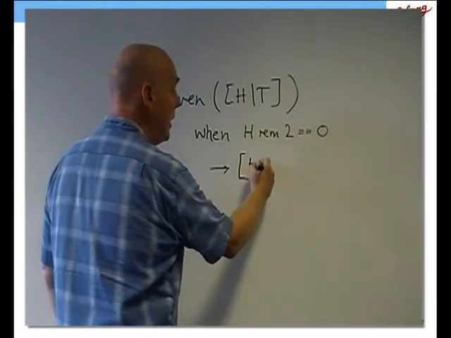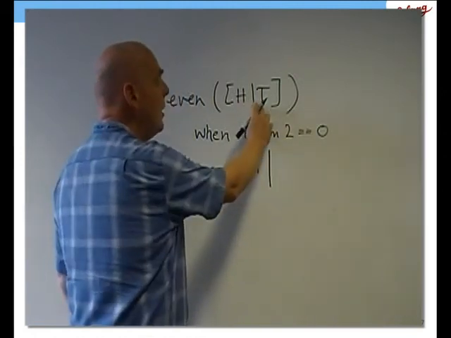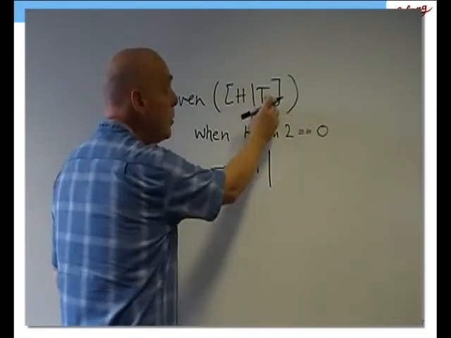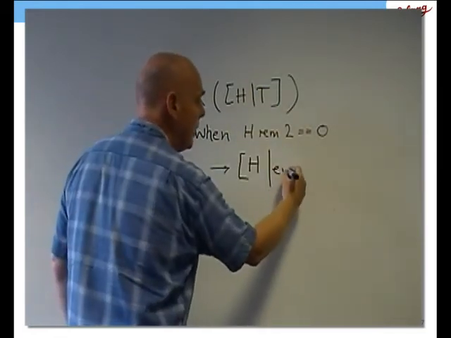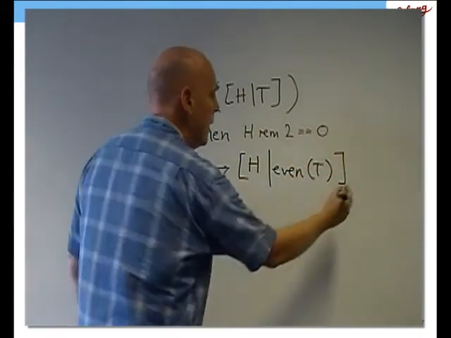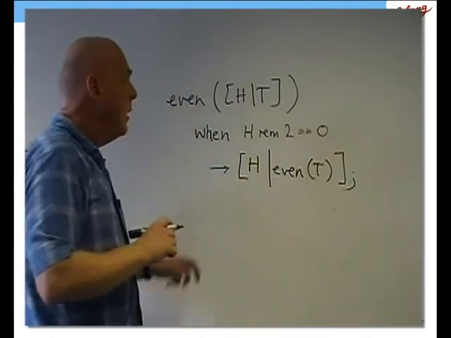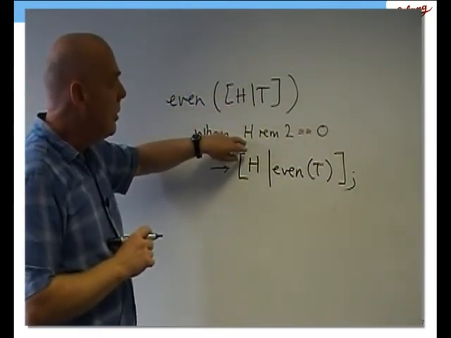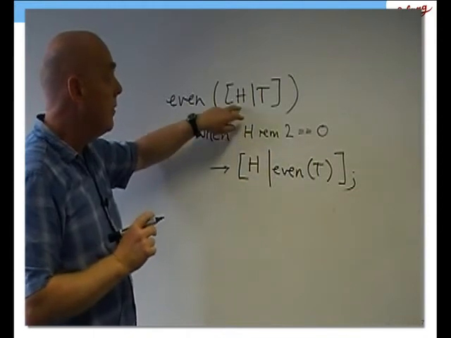Well, H is in the output, but what about the rest of the output when we apply to T? Well, what we're going to do is pull out all the even numbers from T. So here we see what we've done is handle the case where H rem 2 is 0, so H is even.